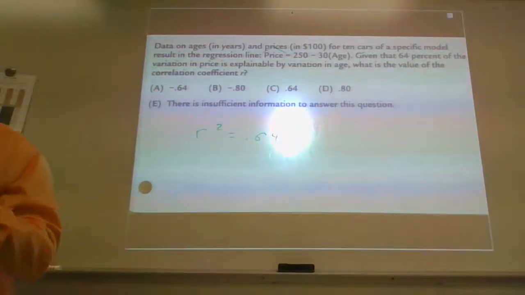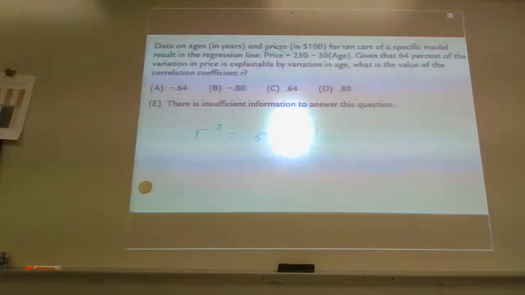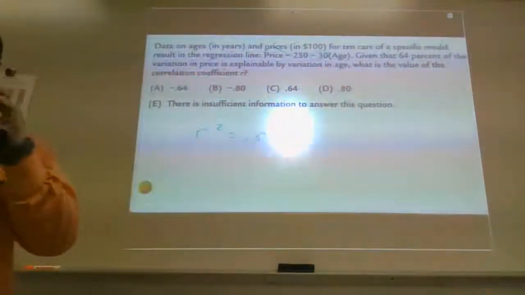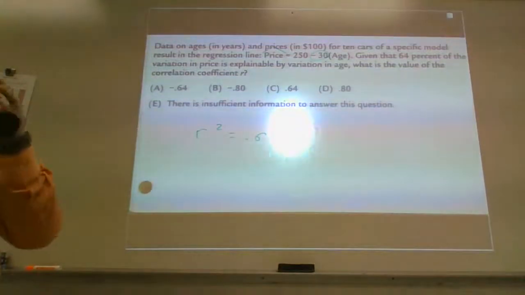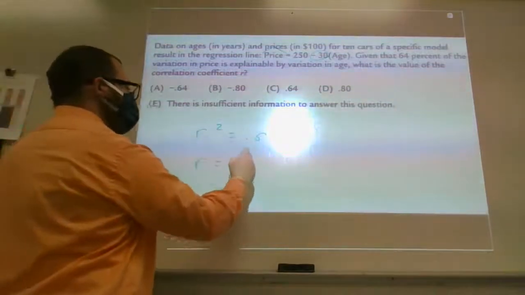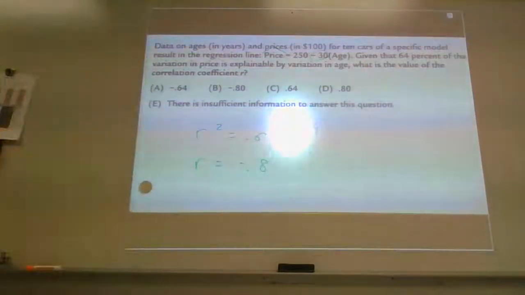But here's the thing. What have you been taught in the past about introducing square roots to problems? When you introduce a square root, it could be either the positive answer or the negative answer. Well, R will have the same sign as the slope of the linear model. The slope of the linear model is negative 30. Thus, R, when you take the square root, is negative 0.8. Yeah! I love problems like that.